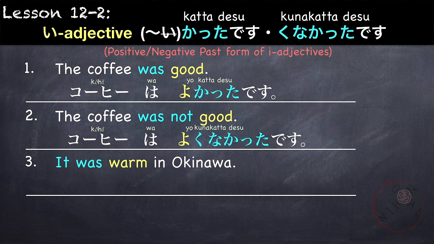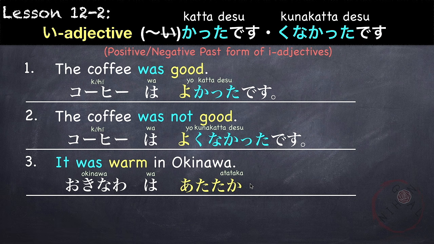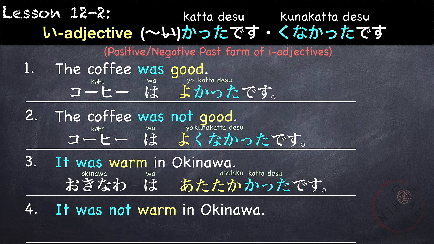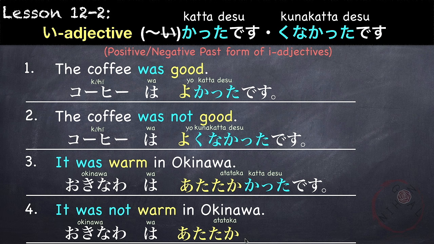It was warm in Okinawa. Okinawa wa, warm is atatakai. We remove the i and add katta desu. Atatakatta desu. Okinawa wa atatakatta desu. The negative form of this sentence is it was not warm in Okinawa. Okinawa wa atataka. So again, we remove the i and then add kunakatta desu. Atataka kunakatta desu. Okinawa wa atataka kunakatta desu.